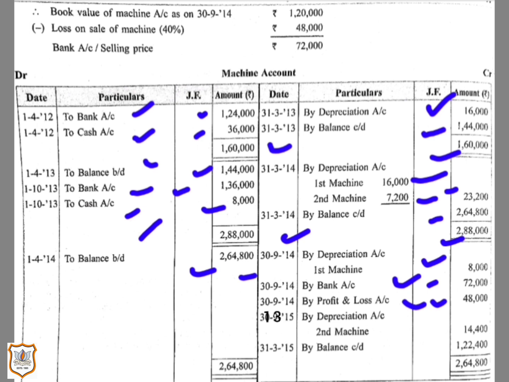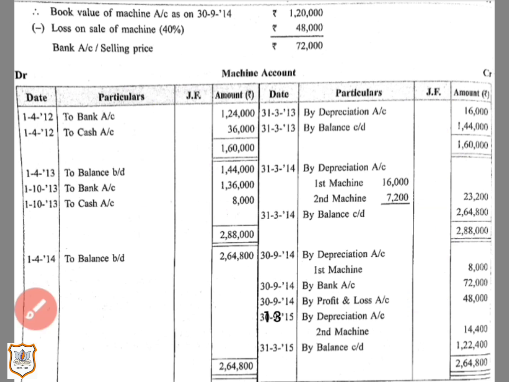Then again we will write depreciation for the second machine, that is 14,400. Then we will find out the closing balance, that comes to 1,22,400. Here the total of the debit side is more, that is 2,64,800. And if we deduct the amounts on the credit side, we will get the balancing figure on the credit side, that is 1,22,400. That is the closing balance of the machine. So I hope you would have understood this. That's all for today. Thank you very much.